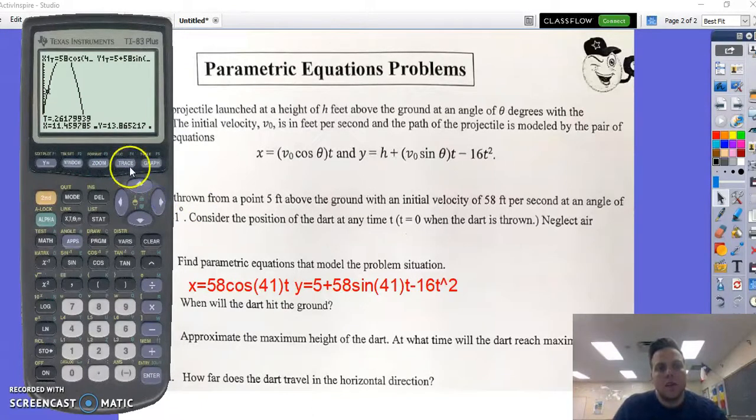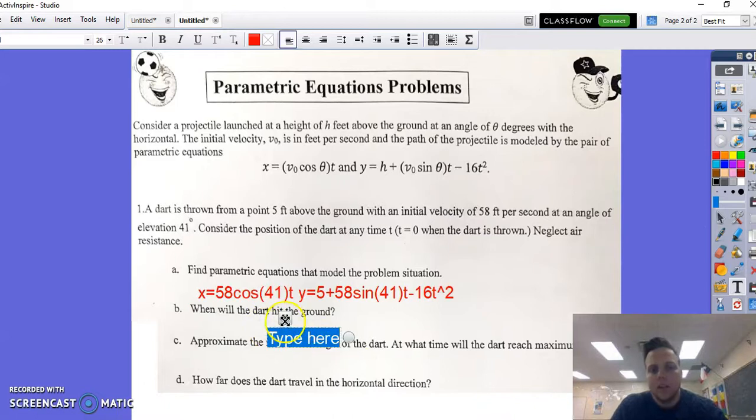So I hit trace, and now I'm going to right arrow over. And again, I'm watching y. I want to know when y is 0, or since we're approximating on a calculator, when y is as close to 0 as we're going to get. You'll notice that y right here is -5, so that means we're below 0 now. We're at time 2.6. And now y is above 0, we're at time 2.48. So we're just going to round this off to a nice 2.5. So we're going to say that t equals 2.5.